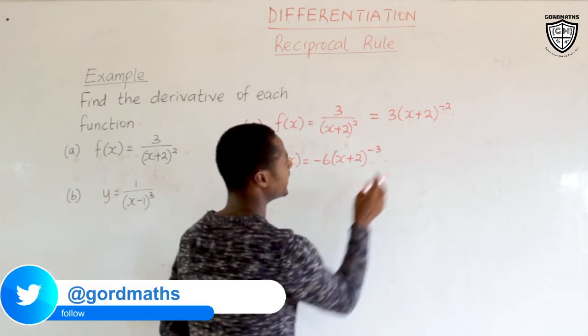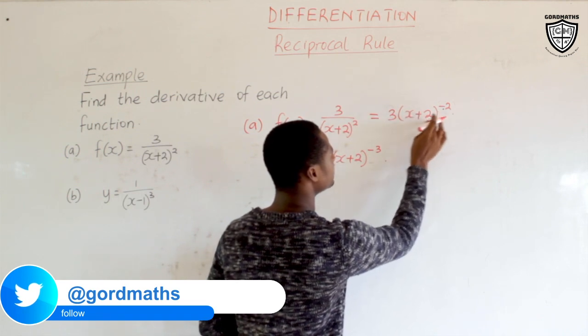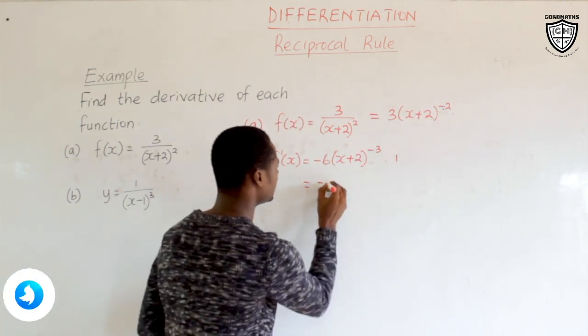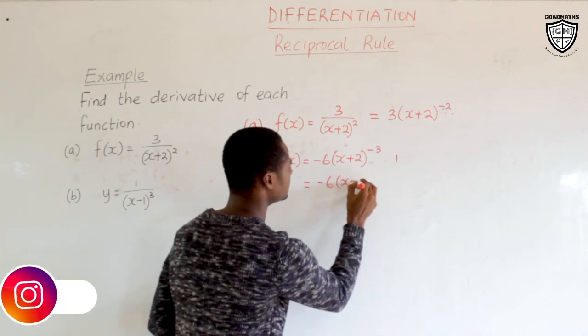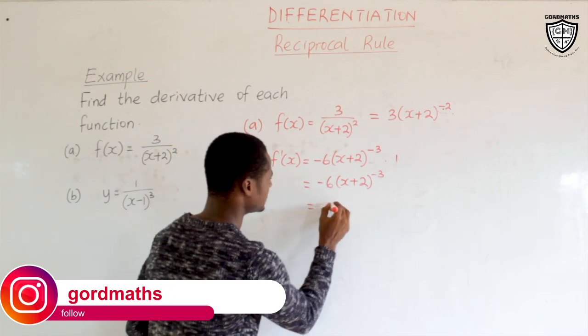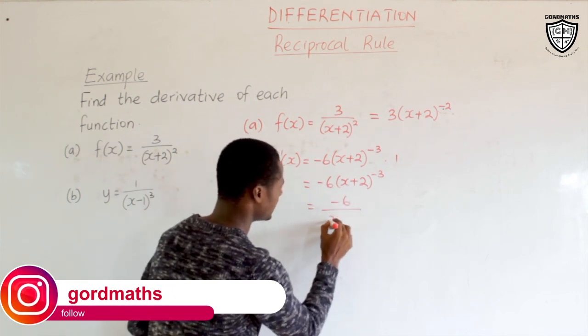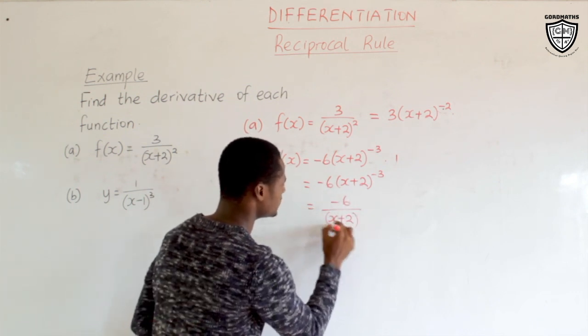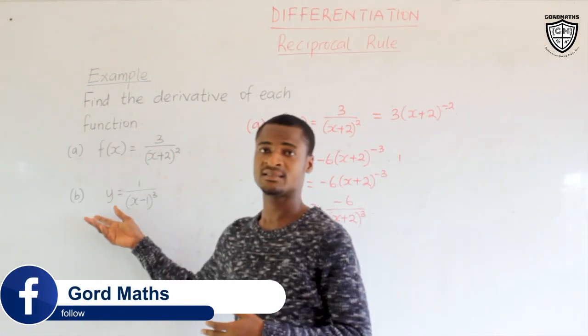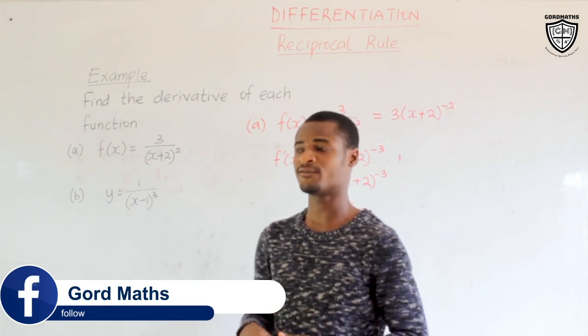This is multiplied by the derivative of the function in the bracket, which is 1. And so we would have negative 6 times (x plus 2) raised to the power negative 3. And this is negative 6 over (x plus 2) raised to the power 3. Then try the second question by yourself, and that's your assignment for this lesson.